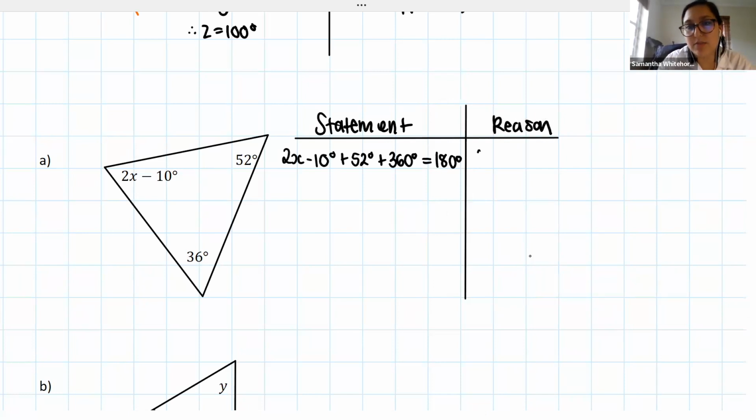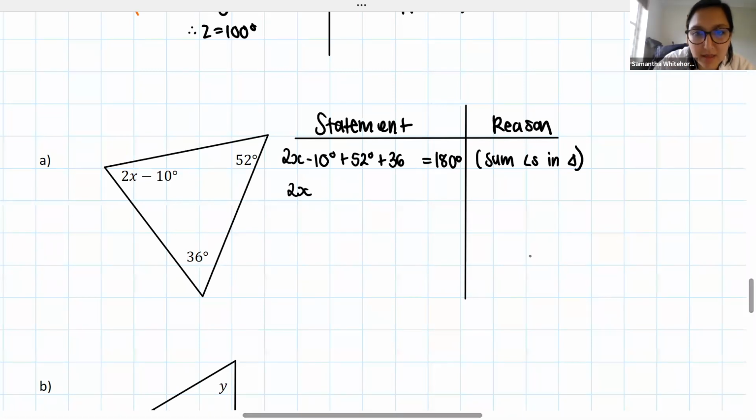Now, some people write the reason a bit differently. I just say sum of angles in triangle. Some people use interior angles of a triangle. Some people use angles in a triangle, supplementary. There's a bunch of different reasons for this one. As long as it's one of my reasons or one of your teacher's reasons, you're good. Right, so then we go and solve this equation. So we've got 2x minus 10 plus 52 plus 36, sorry guys, 36, not 360, gives me 78, is equal to 180.